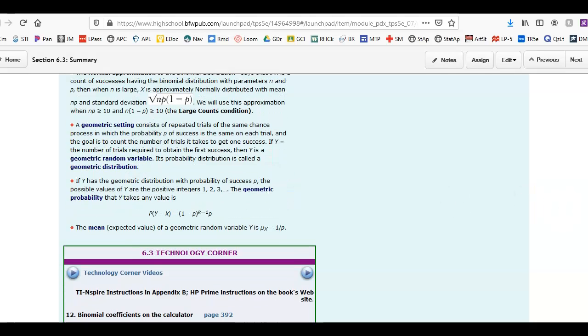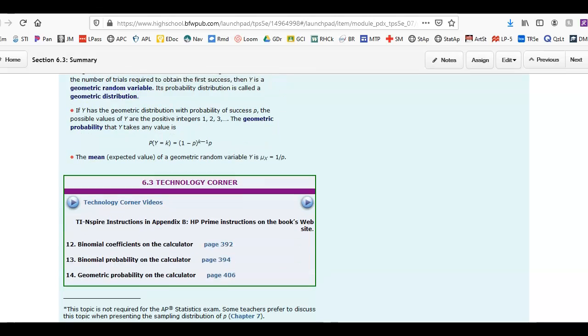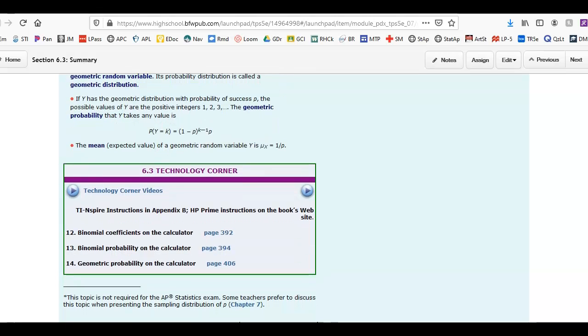Geometric. The main difference is binomial is a fixed number of trials, and we're counting how many successes. In geometric, we have no idea how many trials it's going to take to get that first success. And then we have the formula for geometric probability for that random variable, and then the mean. And again, like I mentioned, I'll talk about the standard deviation in class. So a couple of resources on how to do things on the calculator. And as I mentioned, the Nspire instructions are here in Appendix B, which you can access on your ebook. So, all right, that's it for section 6.3.